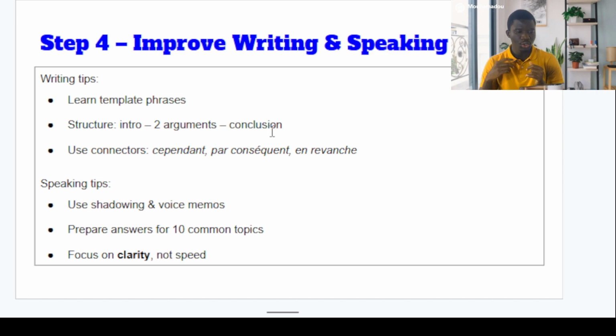For speaking, you use shadowing with voice memos. Shadowing just means listening to someone speak and then repeating what they said. Watching movies can help here, that's very important.